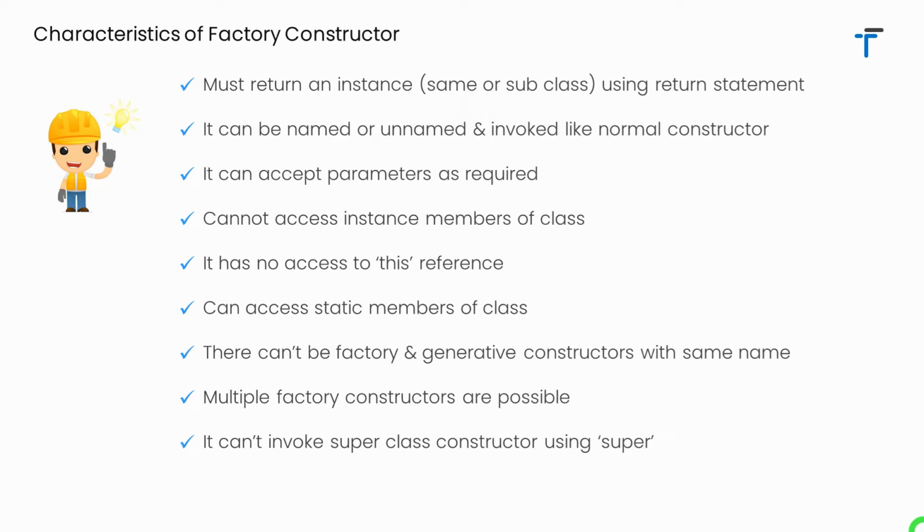A factory constructor cannot invoke the superclass constructor using the super keyword. You might know that in case of a normal constructor, that is, in case of the generative constructor, we can call the desired superclass constructor by using the super keyword. But in case of a factory constructor, it's not at all possible.